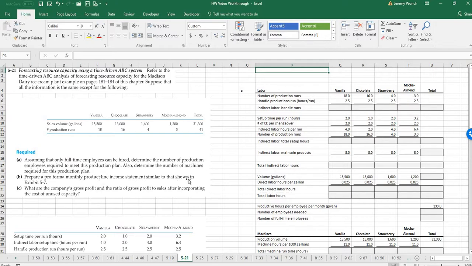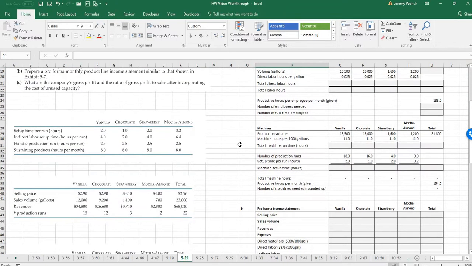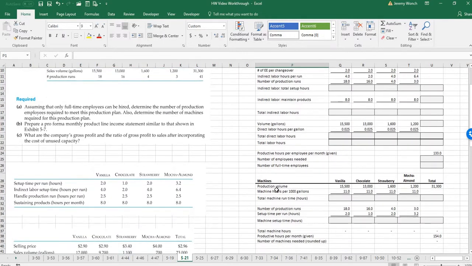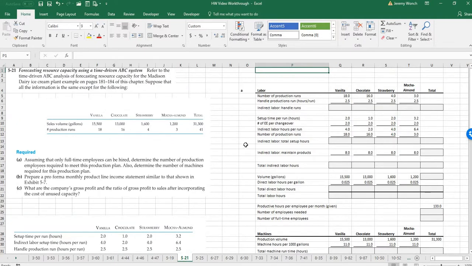To forecast our cost, we basically have two different kinds of costs. We have our labor and we have our machine cost. In part A, it says, assuming that only full-time employees can be hired, determine the number of production employees required to meet this production plan. We also want to figure out how many machines we need.